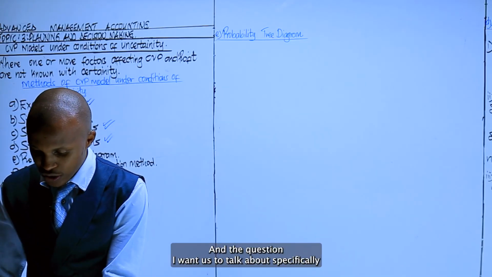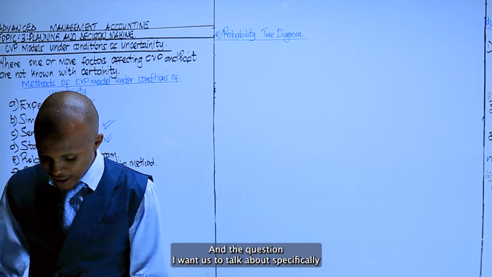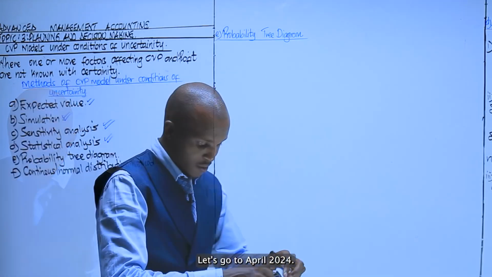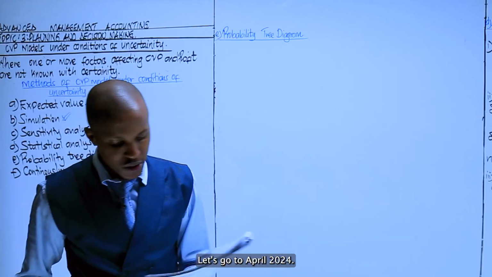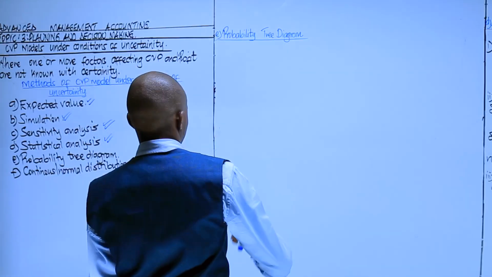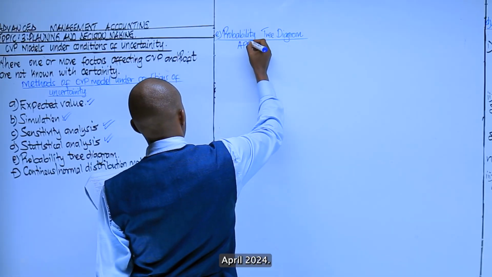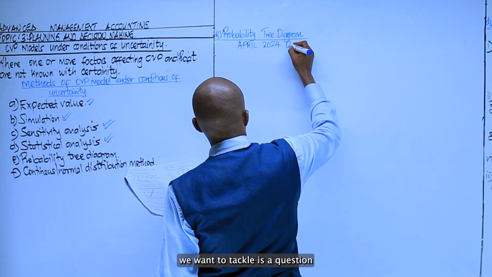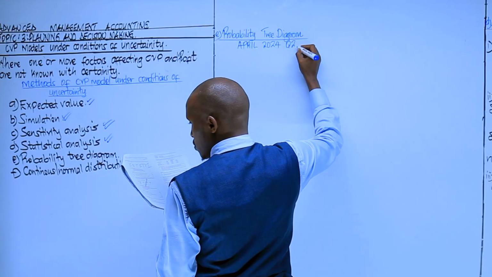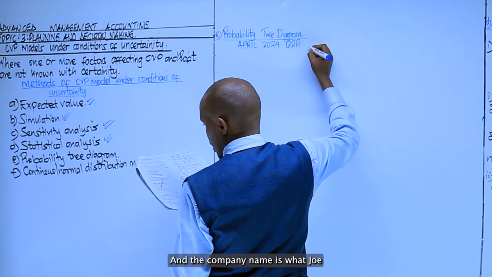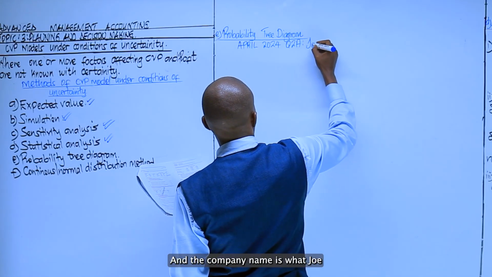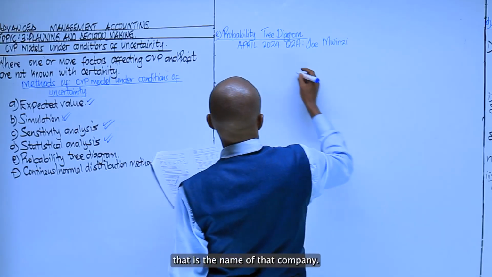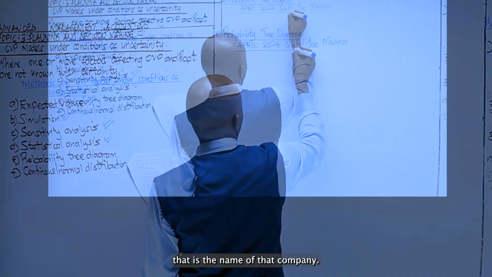And I want us to look at an illustration on the same, on a tree diagram. The question I want us to talk about specifically is on April 2024. Let's go to April 2024. The question we want to tackle is question 2A, and the company name is Joe Mwinzi.